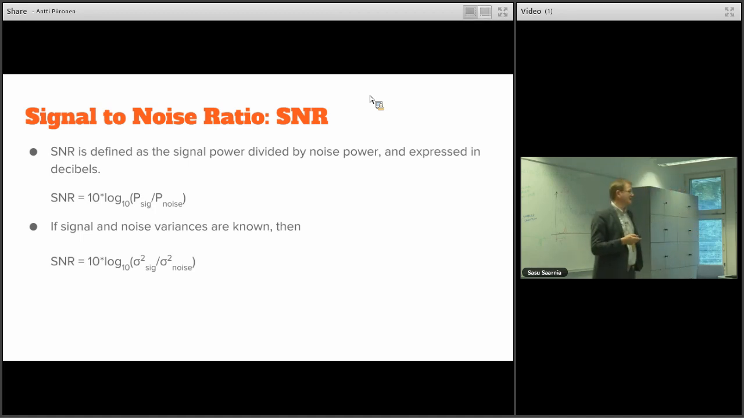Telecommunication basics again. The signal to noise ratio is defined as 10 log10 of the signal power divided by the noise power. Okay.